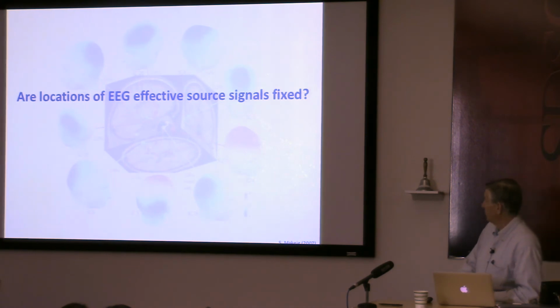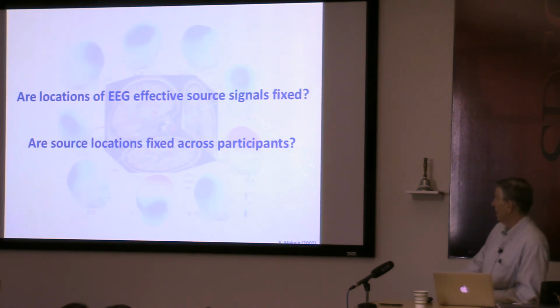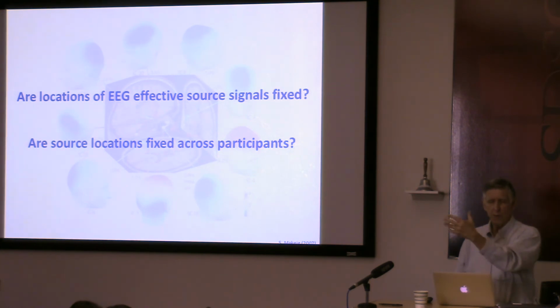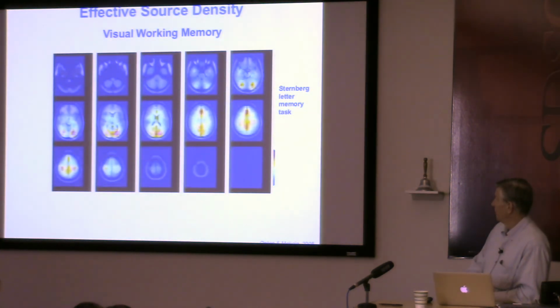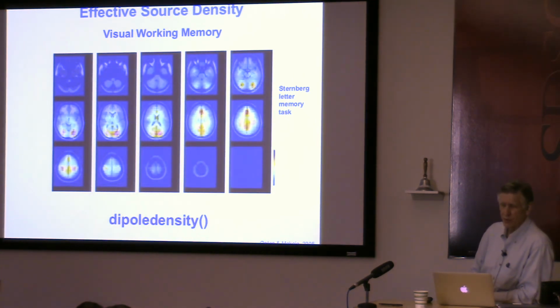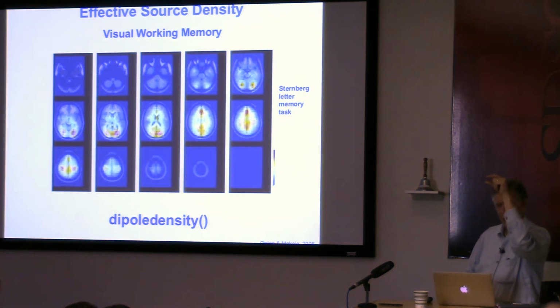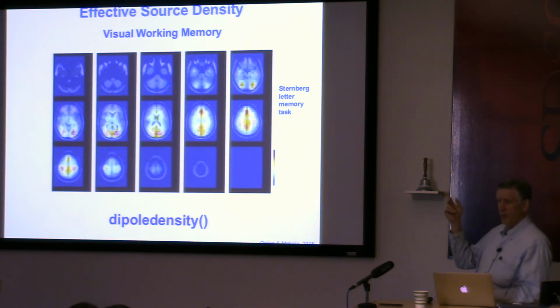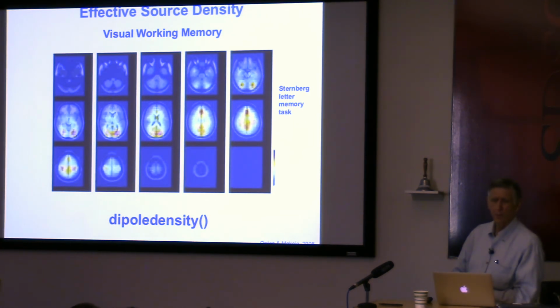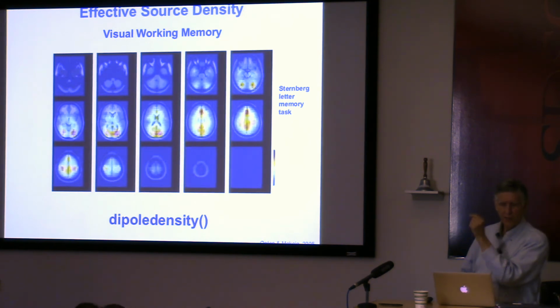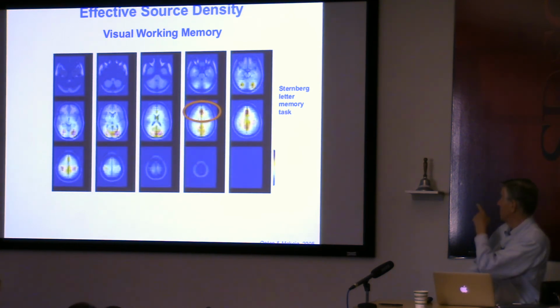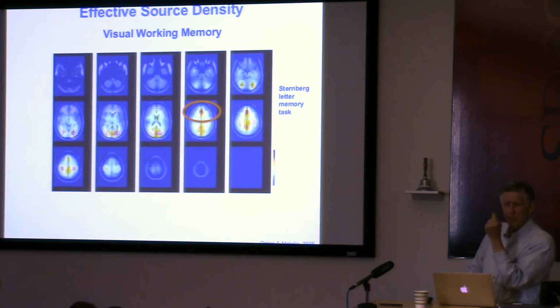Now, are the locations fixed? In what sense are they fixed? Do they replicate across subjects? Okay, here's an experiment. This is the dipole density function that you find in the miscellaneous functions folder. What we do is replace each dipole with a Gaussian ball. So this represents the probability across 20 or 30 subjects of finding a component whose equivalent dipole fits to that spot. Okay, so now we see hotspots. For this letter memory task, we see a hotspot in the anterior cingulate cortex.